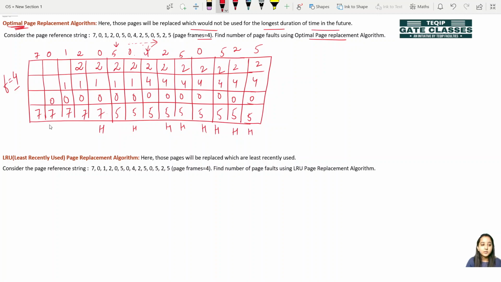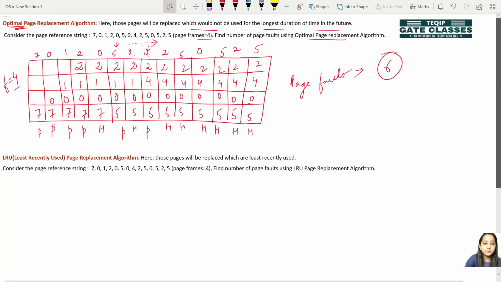So it occurs. How many number of page faults here? See. How many number of page faults? 1, 2, 3, 4, 5, 6. 6 number of page faults. Okay. So comparatively, fewer page faults are there.